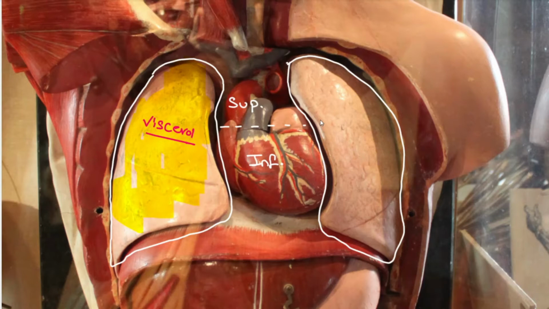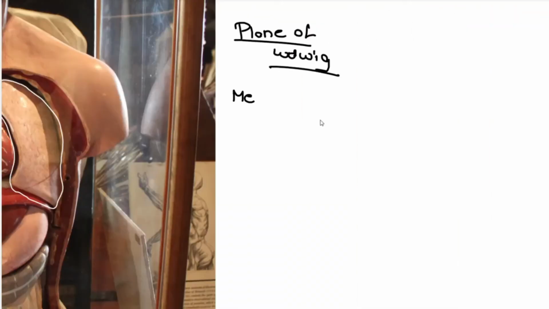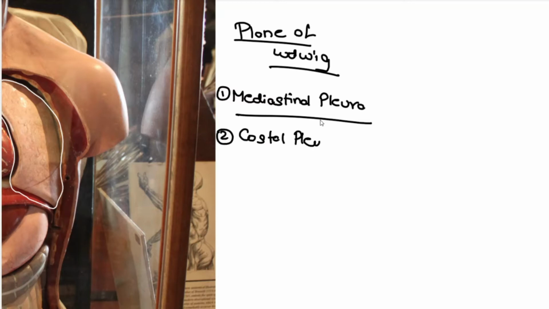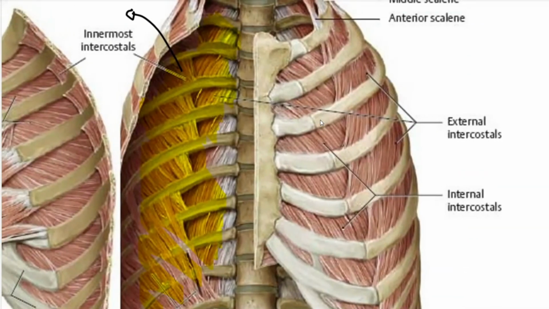Now, all the structures which are enclosed within the mediastinum are covered by the parietal pleura, and it is known as the mediastinal pleura. So the parietal pleura itself is covering the structures of the mediastinum, and it is referred to as the mediastinal pleura. And we also have the costal pleura. Now costal pleura means that it is covering the ribs as well as the muscles. So since costal refers to the ribs, costal pleura means the parietal pleura covering the rib cage.